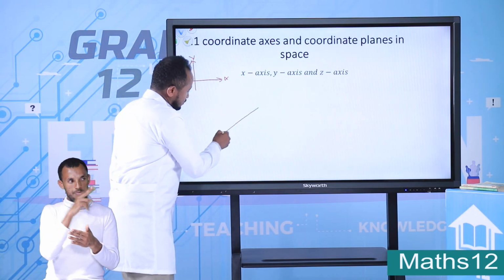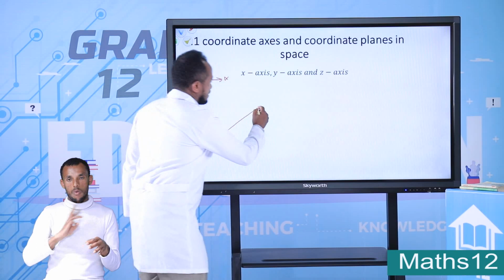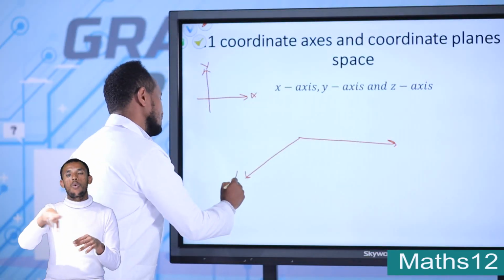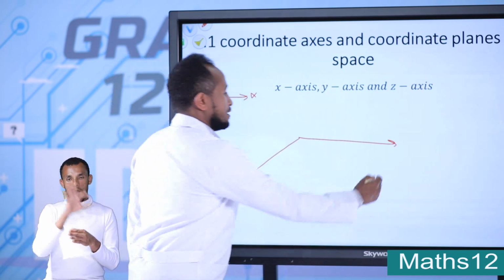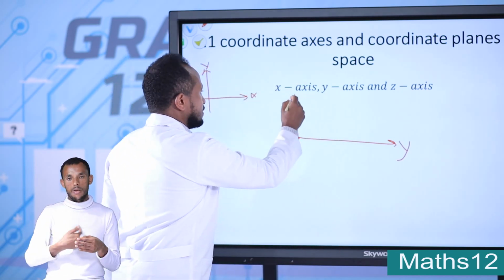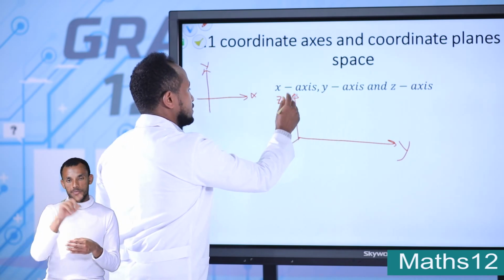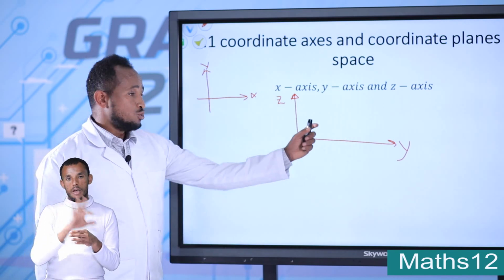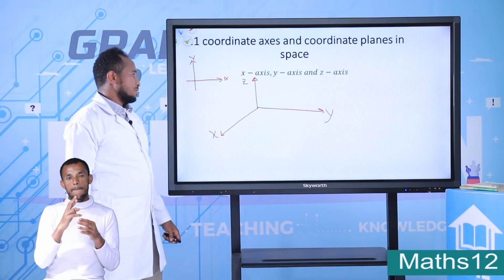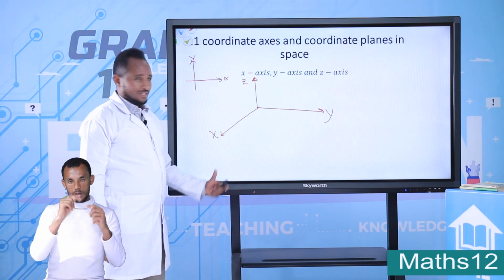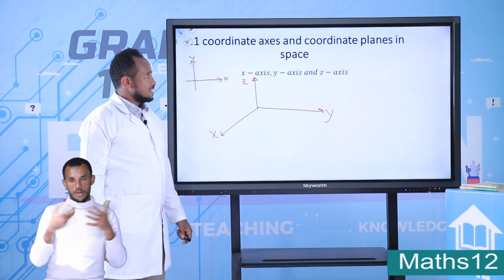Most of the time, we put the x and y axes on the horizontal plane. So this is the x-axis, this one the y-axis, and we have here the z-axis, the additional axis. So these three axes are mutually perpendicular. And let's try to visualize these coordinate planes.